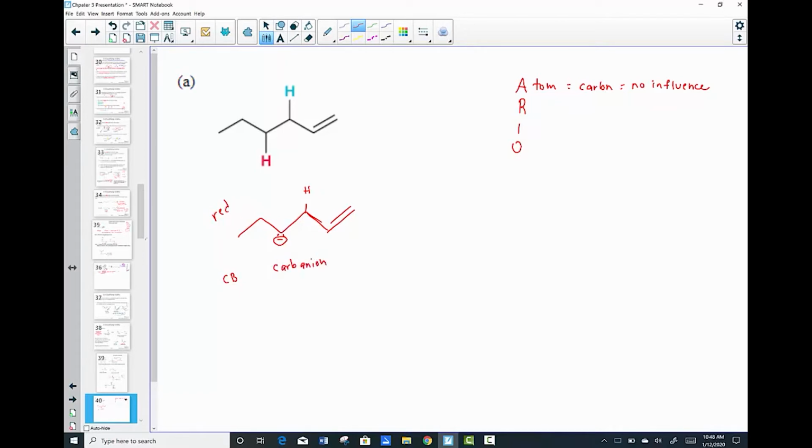Look to the left, look to the right. Is it attached to an atom that's involved in a pi bond? And the answer is no. Therefore, these are very localized electrons. They have no ability to be distributed across multiple bonds. Let's compare that to the blue hydrogen and draw its conjugate base.